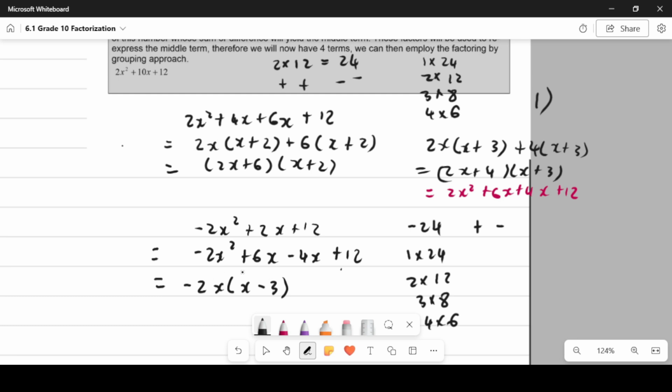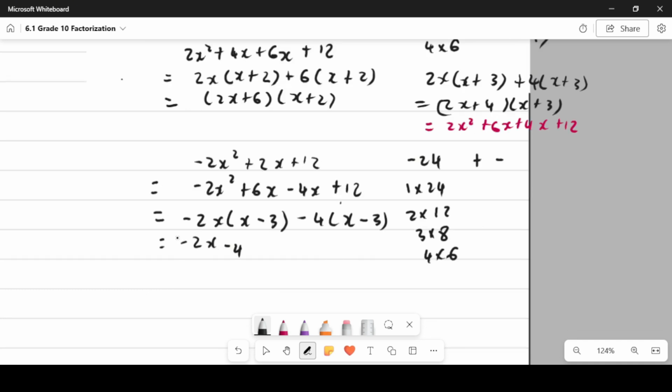Minus times minus is a plus. 2 times 3 is 6. X times 1 is x. Minus 4 into x. Minus times of what will give you a plus? Minus 4 times what will give you 12? 3. Right? SNV. Follow SNV all the time. So therefore we have minus 2x minus 4 into x minus 3.